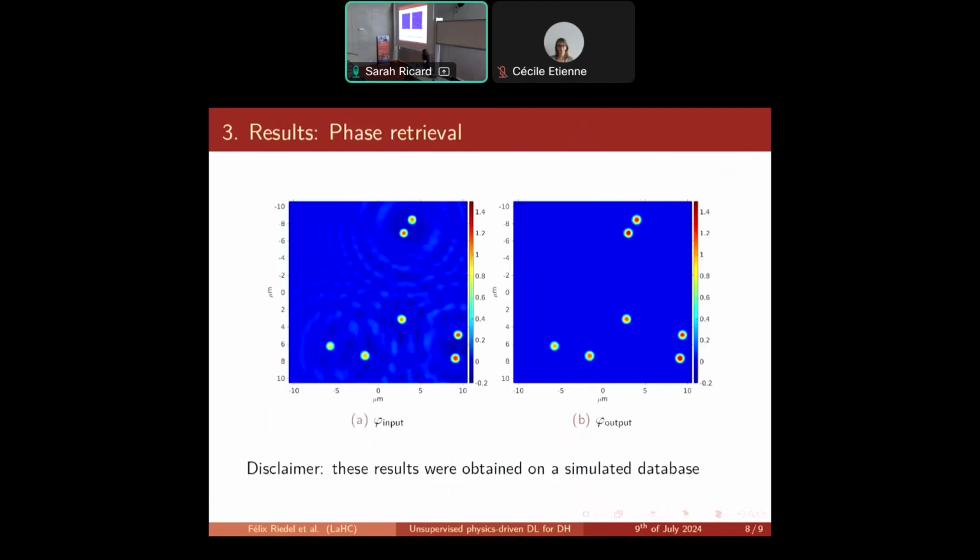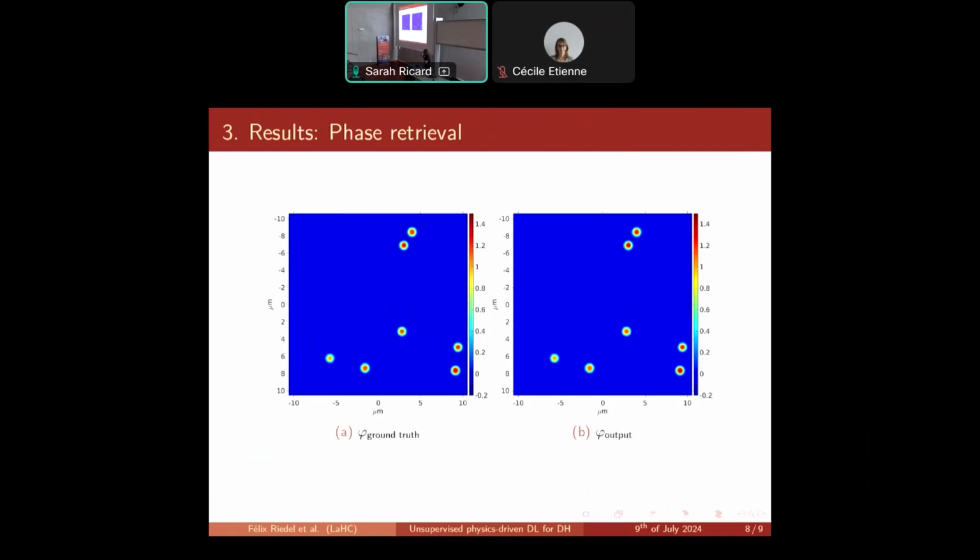So let's see a couple of results. A quick disclaimer: all of the results are on simulations, because that's something that we can estimate really easily. On the left, we have the phase of the network inputs with the twin image, and on the right, we have the network outputs without the twin image. We compare it to a ground truth, and we can really see a difference on the projector.